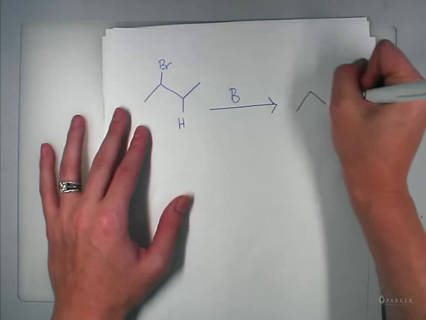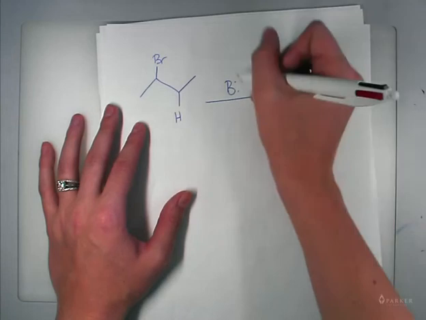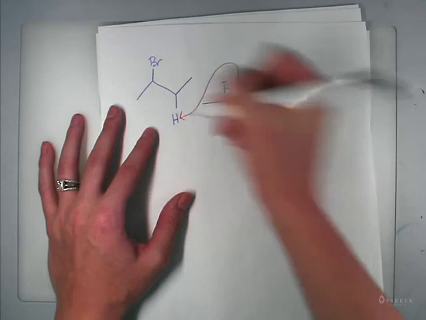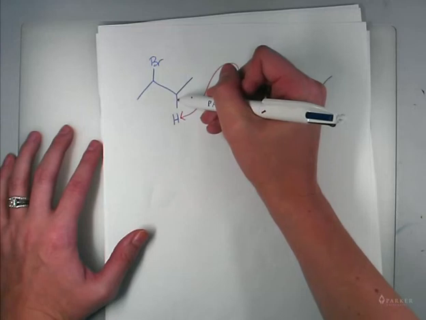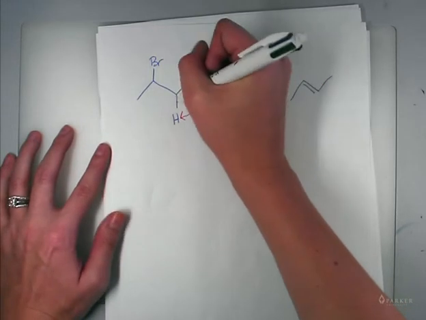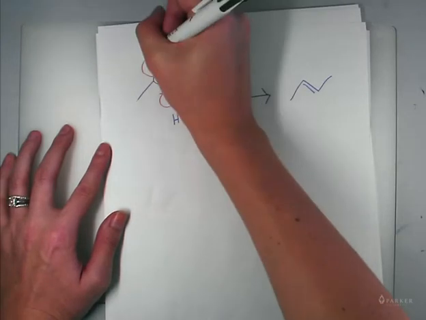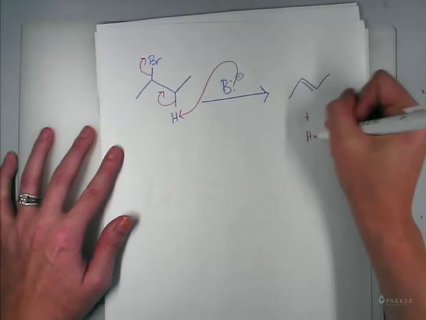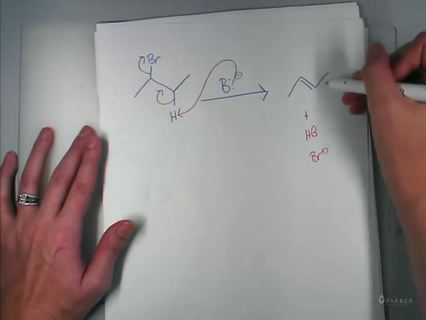I'm just going to put B for base. Okay, so what does a base like to take off? Hydrogen. So it's going to grab that hydrogen. Okay, and where does hydrogen leave its electrons? As a double bond. And then what leaves because of that? Bromine. Bromine's going to leave. So if you want, we end up getting HB and Br minus, if you want to see the byproducts, forming this double bond.